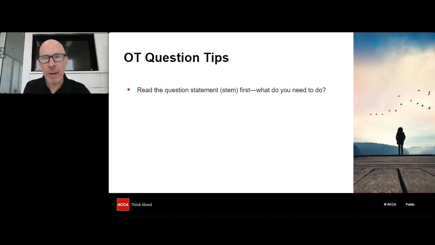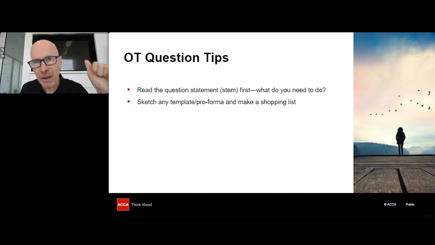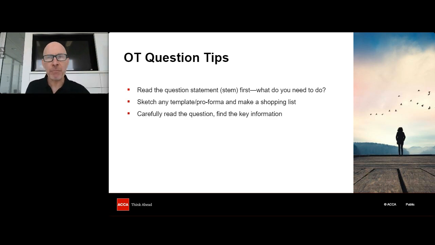Objective test questions are the most difficult. You've got to read the question first. What do you need to do? You've got to sketch out the template, make a shopping list. You carefully read the question, looking at all of the words. Every word is there for a reason. You've got to find the key information and eliminate anything that is a distractor.